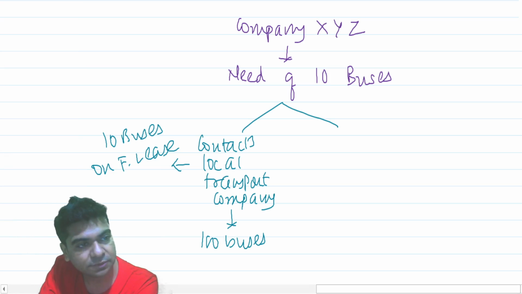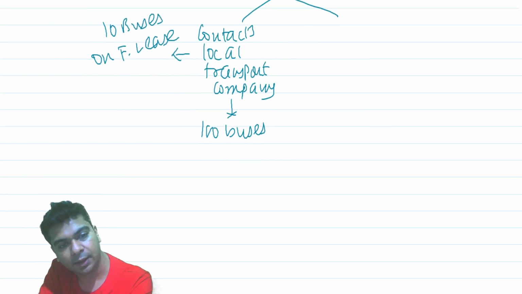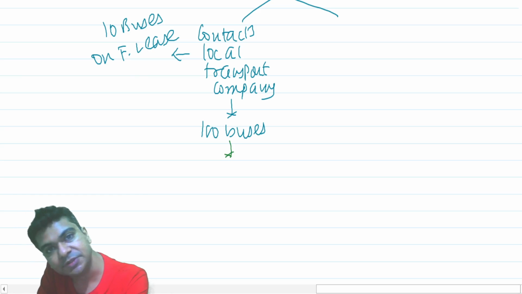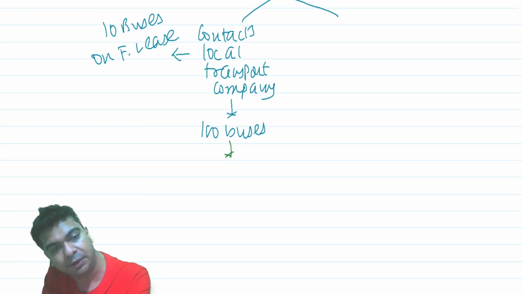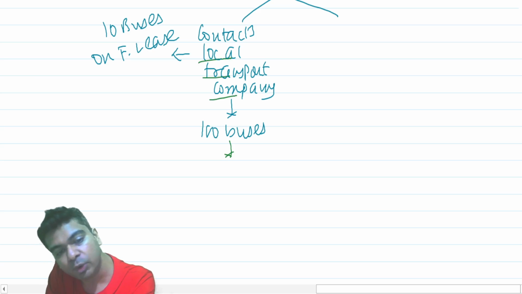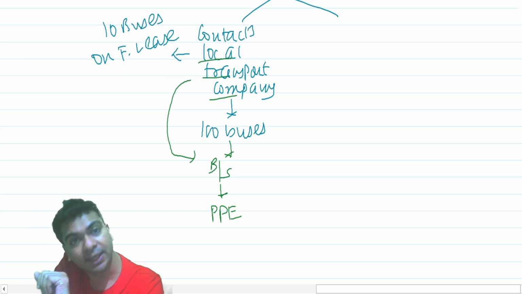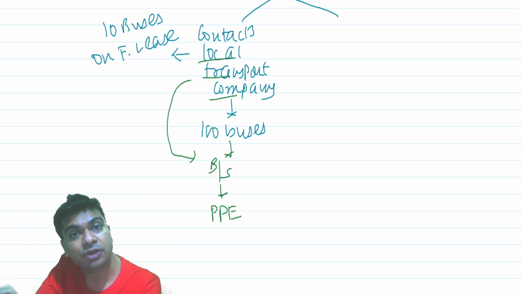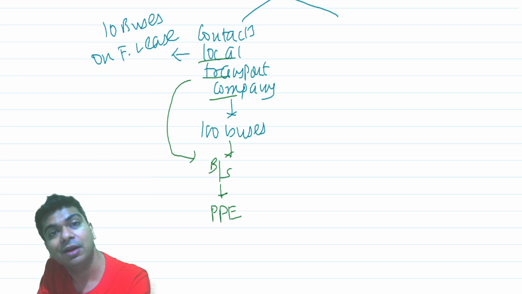What I am saying is, ask yourself, this company has 100 buses. How will these 100 buses be shown in the balance sheet of the local transport company? If this local transport company is preparing its balance sheet, how will it report these 100 buses? Understand, it will show this as an item of PPE. What is PPE? PPE is a tangible item that you are using in your business, right? You are using it for production or for rendering of services.